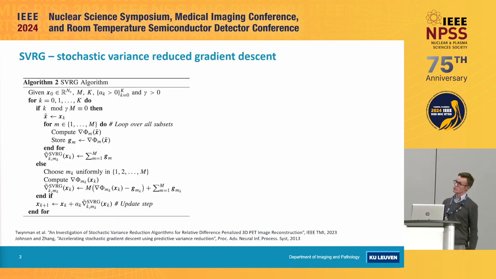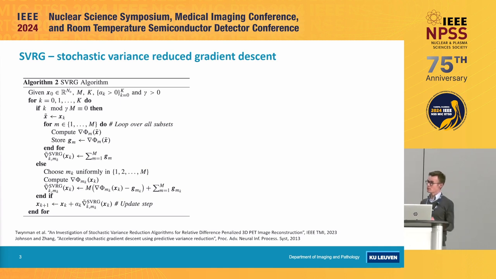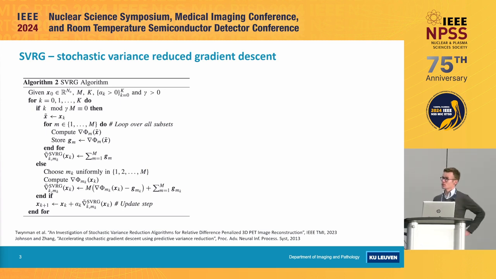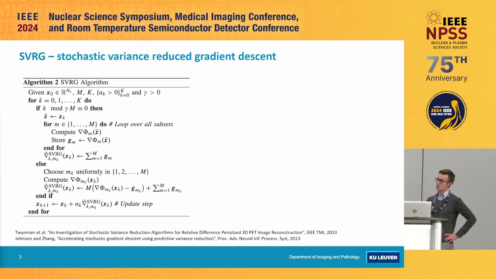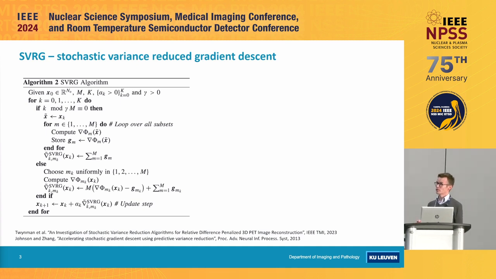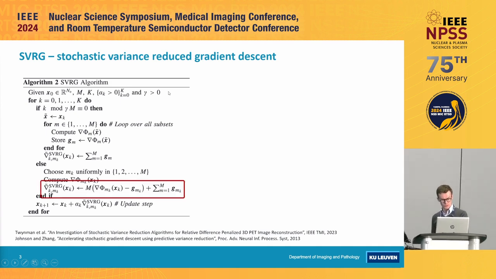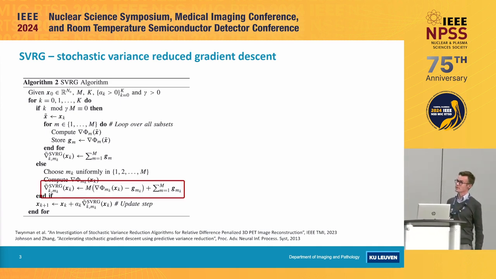So the first important term is the stochastic gradient, and we're using a technique that was originally published, I think, by Johnson and Zhang, right? And then Robert Twyman, PhD student of Chris, had a very nice paper where he applied that to PET reconstruction. What you have to do is shown here in this complicated algorithm, but if you zoom into the details, you have two important lines.